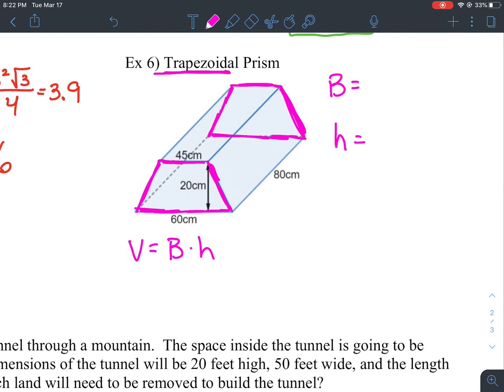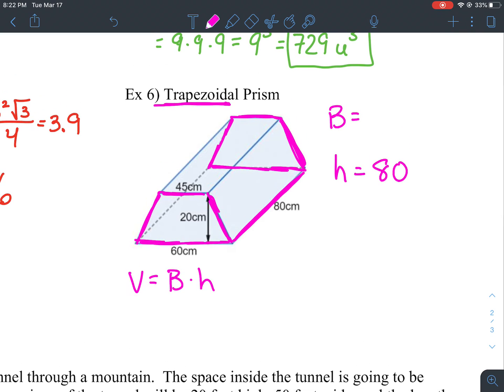This trapezoid is laying down on its side. If it were to be upright so that the two trapezoids were on top and bottom, it would have a height of 80 centimeters. So that's going to be our height. Now the area of the base, we want to use our trapezoid formula, which was 1/2 times the height of the trapezoid. In this case, now we use that 20. And then parentheses, inside the parentheses was base 1 plus base 2. So the two bases were 45 and 60.